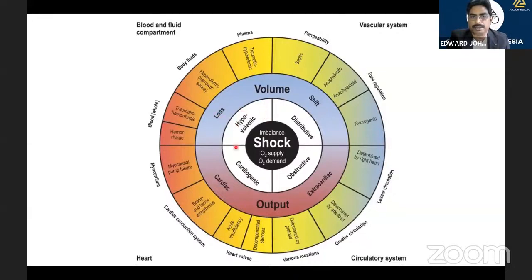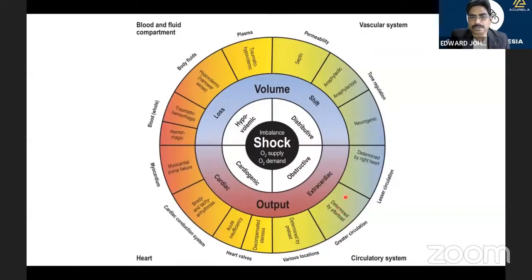So there is hypovolemia. In cardiogenic shock, it is a pump failure. It may be myocardial pump failure, where the problem is with the myocardium, as in myocardial infarction. It may be in the conducting system, such as bradyarrhythmias, or it may be a pathology of the valves which decompensate. So that is cardiogenic shock.